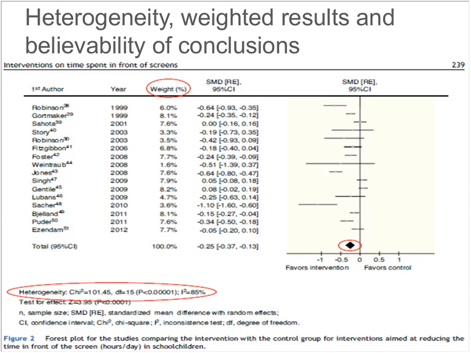The last thing that I'll show you here is around heterogeneity, and that's our red circle on the left-hand side here below the forest plot where it says heterogeneity, and we have a Chi-squared equals 101.45, so some of those numbers there.